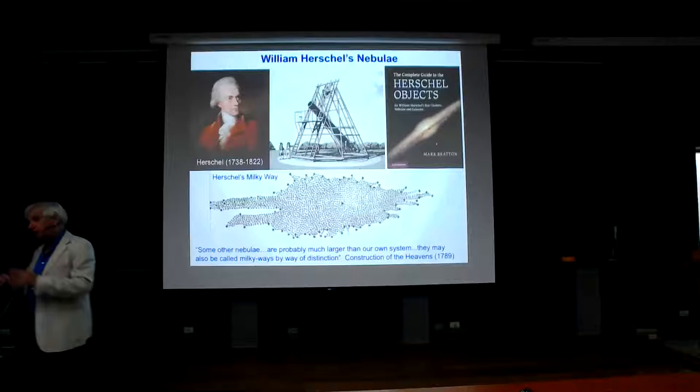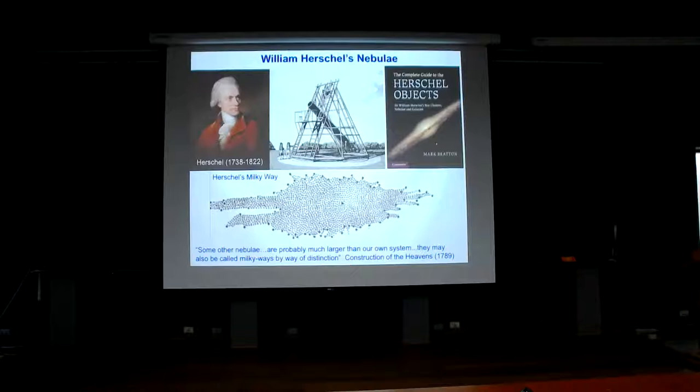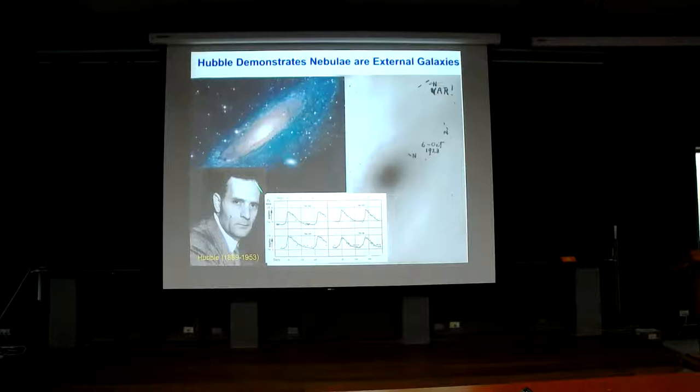And these nebulae, he thought some of them, not all of them, might be external to the Milky Way. In other words, other galaxies. Well, that's 1789, and it took until 1929 for Hubble, whose name, of course, graces the Hubble Space Telescope, to realize that this Andromeda spiral is actually outside the Milky Way. And so you need to measure a distance, obviously.